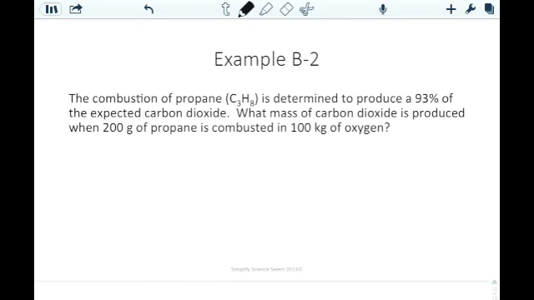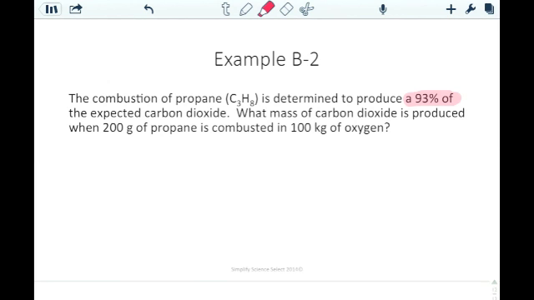All right, another example. It says the combustion of propane is determined to produce 93% of the expected carbon dioxide. What mass of carbon dioxide is produced when 200 grams is combusted in 100 kilograms of oxygen? When we're looking at this, it told us what the percent yield is. Okay, remember that we can always calculate the theoretical yield.